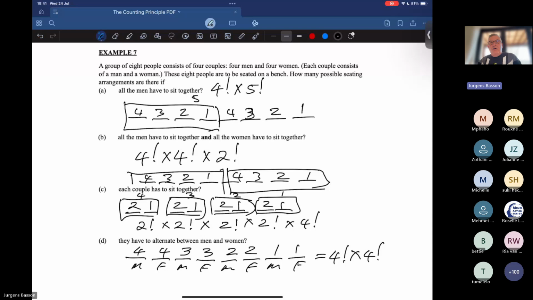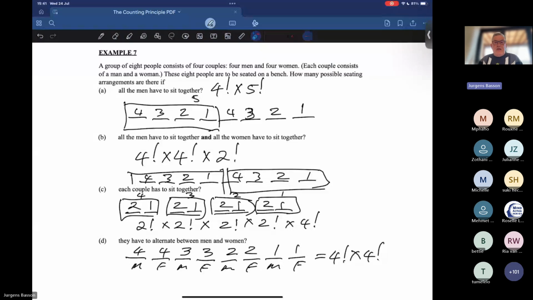But now there is something else that one must keep in mind. It's not about the 2 groups as such, because you can't switch the groups, since they sit in between one another. But you will notice that I started with a male, and the question didn't say you must start with a male. We can start with a female as well. So that means we can do this arrangement again, but starting with a female.